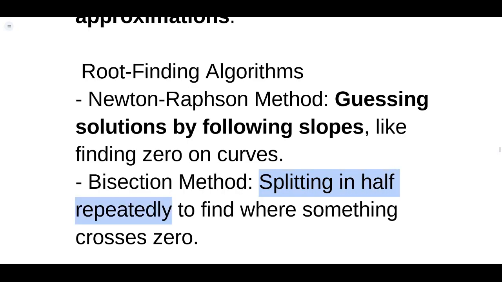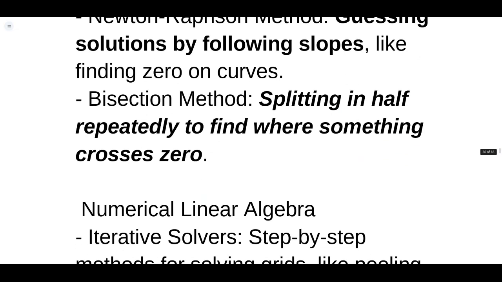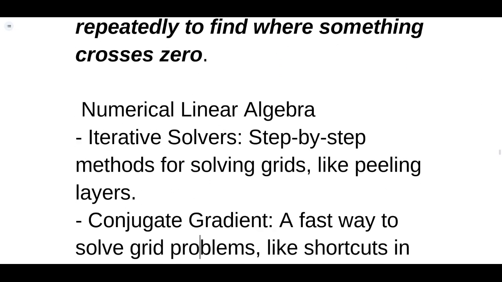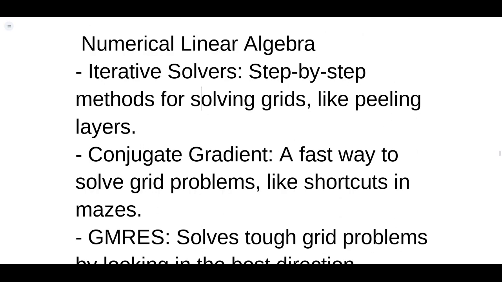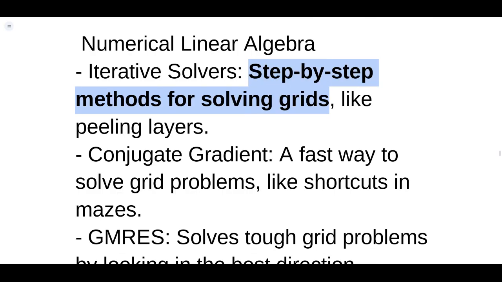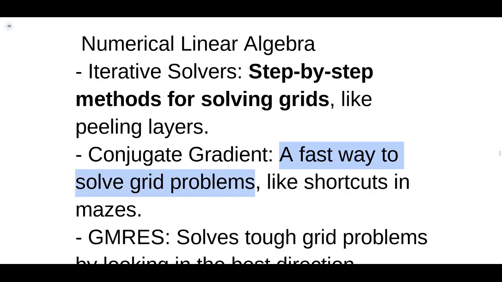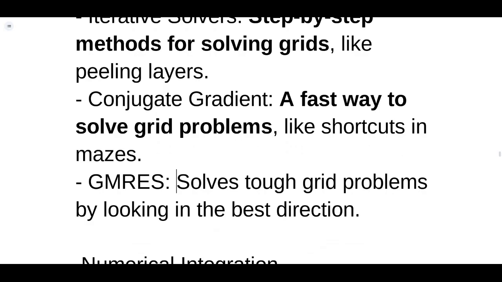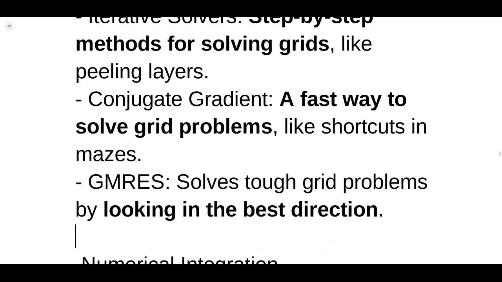Bisection method, splitting in half repeatedly to find where something crosses zero. Numerical linear algebra, iterative solver, step by step methods for solving grids. Conjugate gradient, a fast way to solve grid problems, by looking in the best direction.